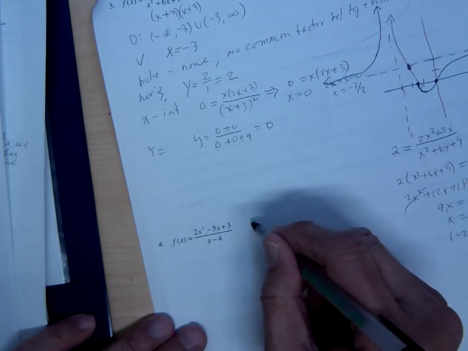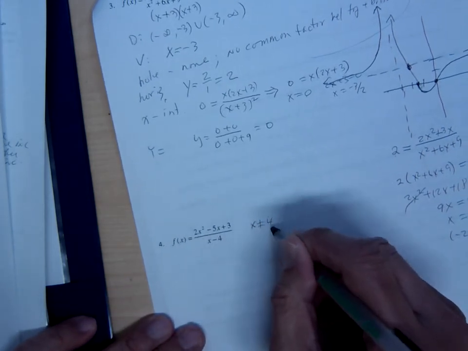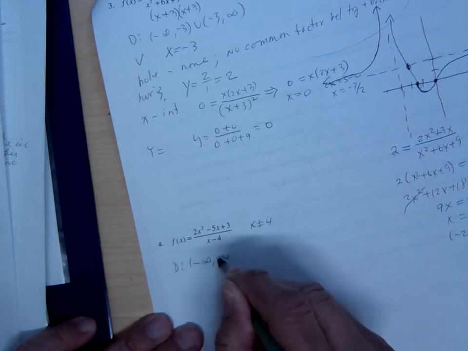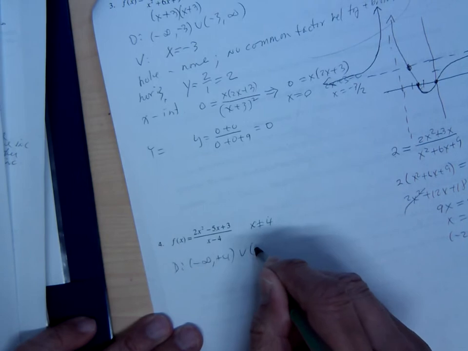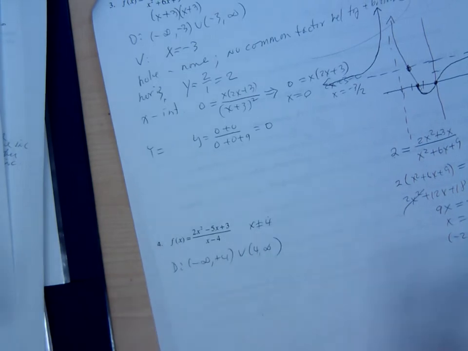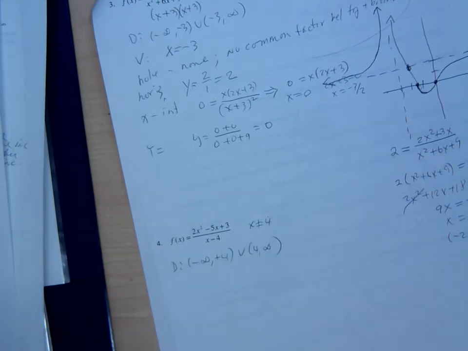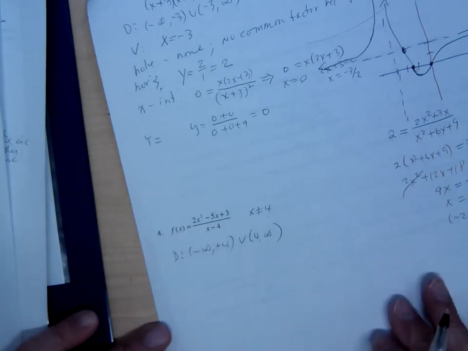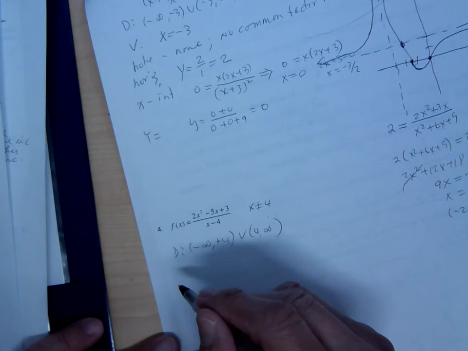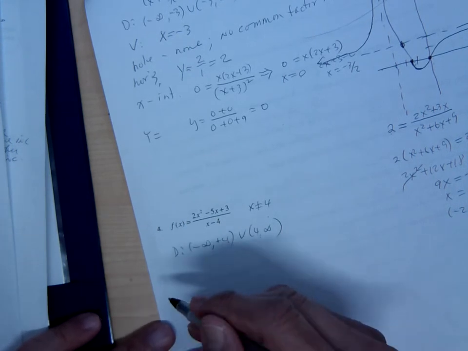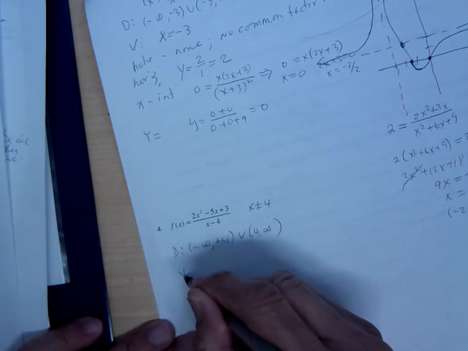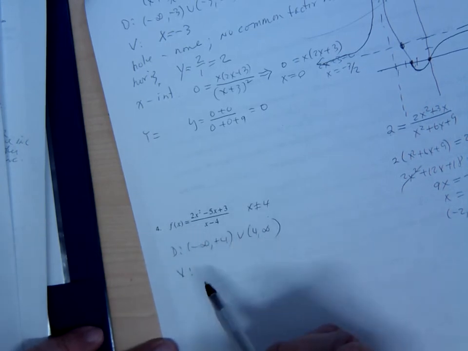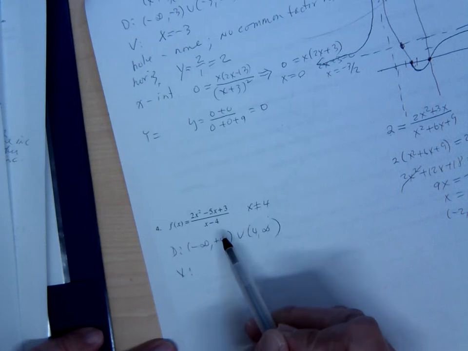x cannot equal 4. So the domain would be from negative infinity to positive 4, union with positive 4 to positive infinity. Again, going to be 2 sections. You want to give me the graph of greater than 4 and less than 4, right? Okay, do we have a vertical asymptote line? Yes or no? The answer is yes.